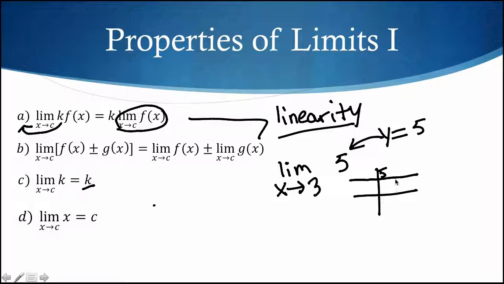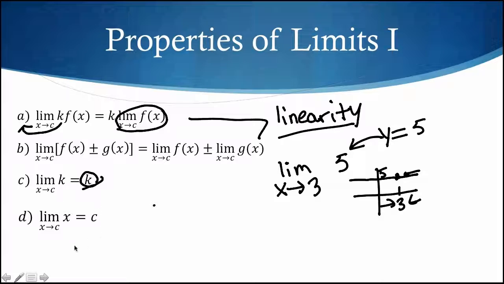If you take the limit as x approaches 3, no matter what side you come from, you'll still be able to approach that value 5 because it's a constant line. So therefore, the limit of a constant is simply the constant itself.